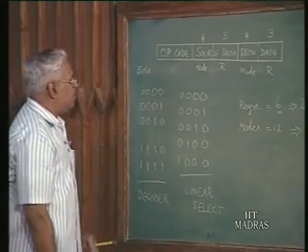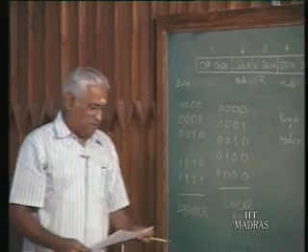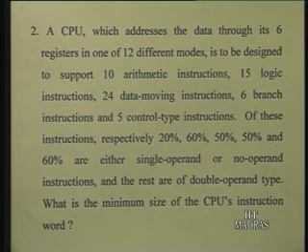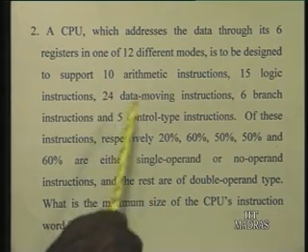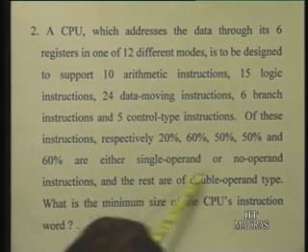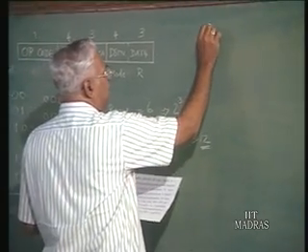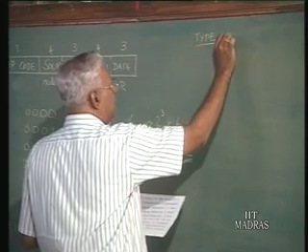Fine. Now, the question is how to determine this opcode size. That is the main problem, for which you have to work out the details. What are the details? Let us get to the chart. Look at the problem again. We have these various classes: arithmetic instruction, logic, and so on, and of each of these, what percent are single operand and no operand is given. So, let us prepare a table and work out the details of that. Instruction type, and the numbers of them.